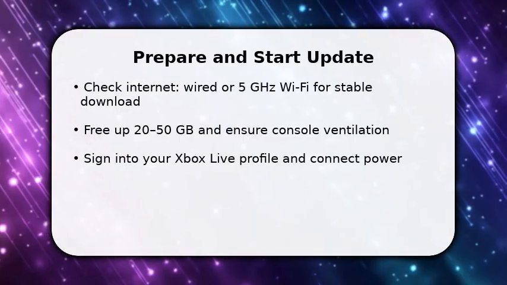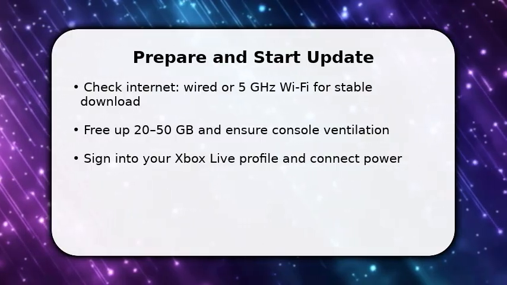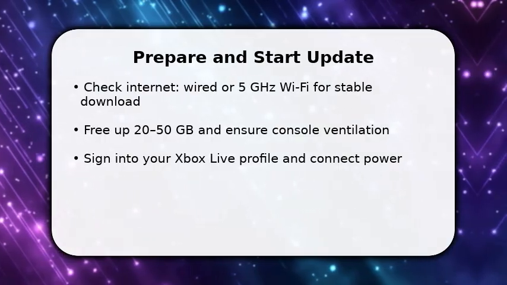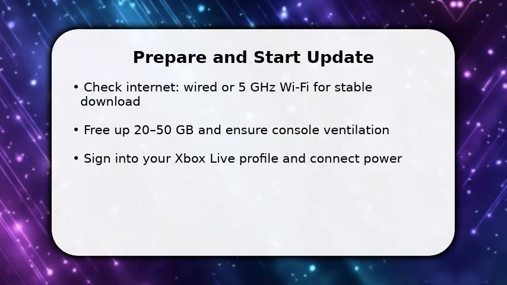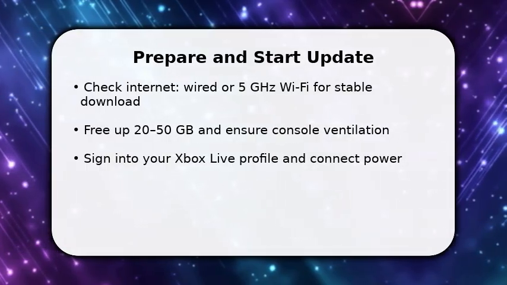You begin by confirming network stability and power. This matters because interrupted updates can corrupt system files. Once connected, go to Settings System Updates to check for a system update. Make sure you're signed into the profile that owns the console. That allows cloud and backup sync.